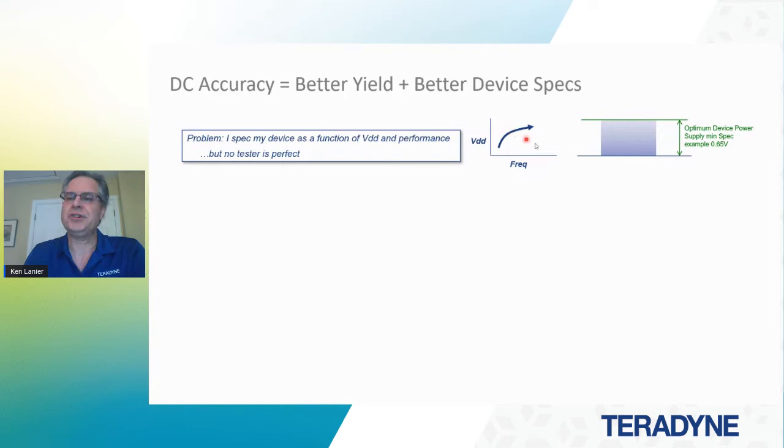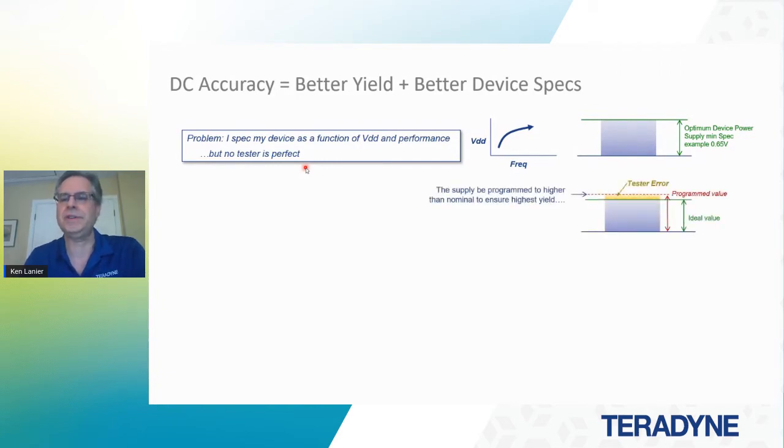And if you're testing it and you want to make sure it works at some given VDD voltage, well, it's pretty straightforward. You want to set the power supply to some VDD voltage and see if it works in an ideal world. Now, no tester is perfect. Every power supply on a tester, every instrument on a tester has some error associated with it.